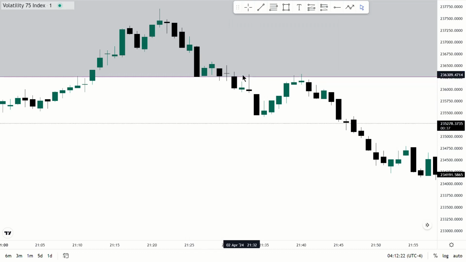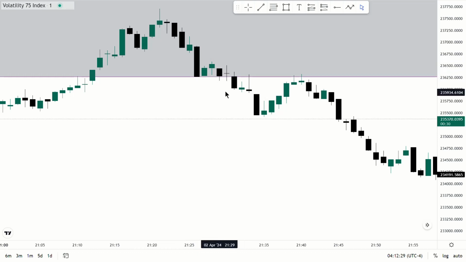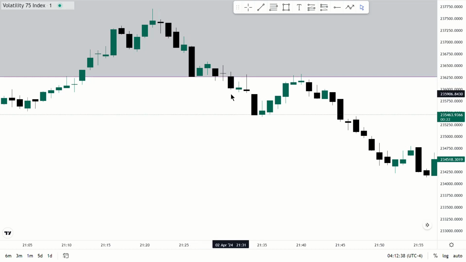Here I didn't really see anything to enter on. Even if it made this single candle order block here, I just thought it was way too risky. You can see the market came up again to mitigate this single candle, but I didn't enter here.